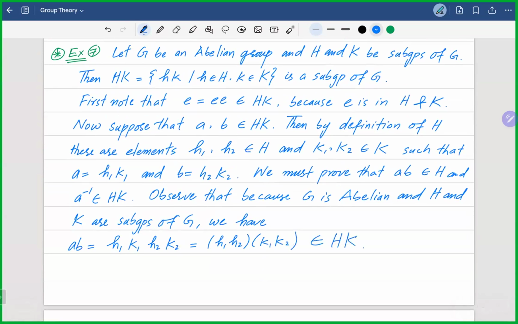Likewise, we write A inverse equals H1 K1 inverse. We write it K1 inverse, H1 inverse, but we have the abelian property, so we write it H1 inverse, K1 inverse, and this belongs to HK. That's it.